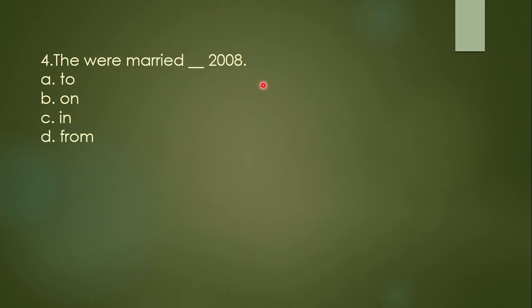Next question. They were married dash 2008. Here it's talking about a year. They were married dash 2008. First option to, second one on, third one in, fourth one from. What's the answer? Yes, correct. In. They were married in 2008.